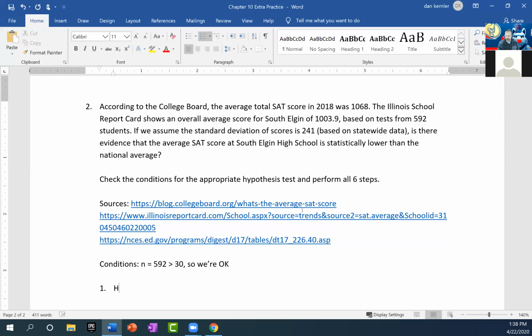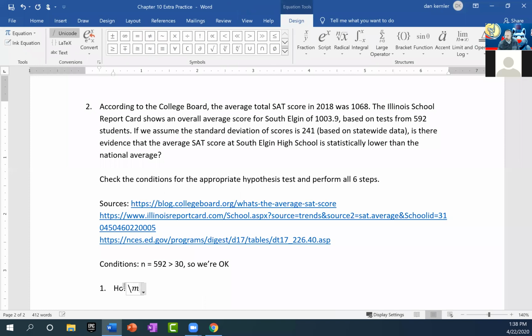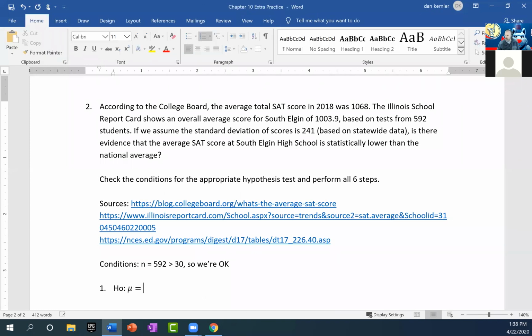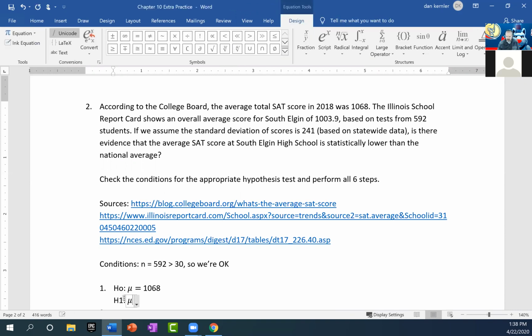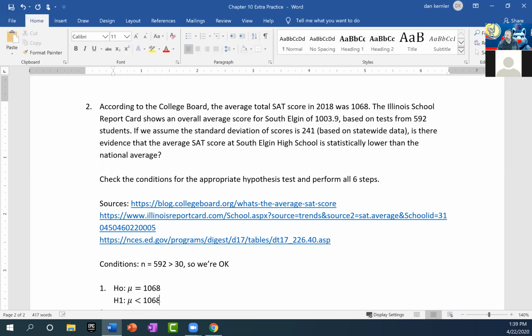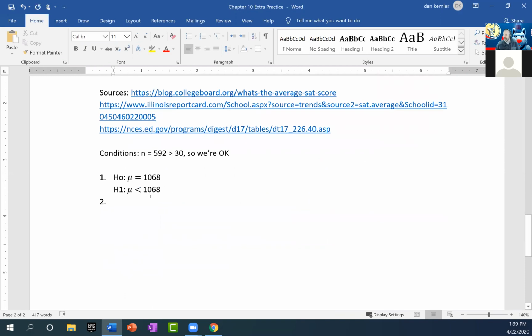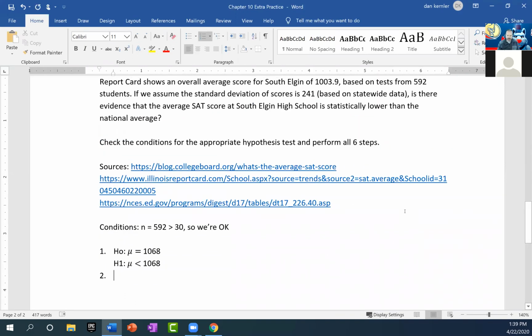All right, so the null hypothesis would be that the mean, I'm going to use my Greek symbol here, is equal to the same, 1,068. And then the alternative would be that the mean is, are we saying statistically lower than, so less than 1,068. So we are checking to see if the mean is less than that. Again, whoever wrote this didn't give us a level of significance, so we'll use our typical 5%.